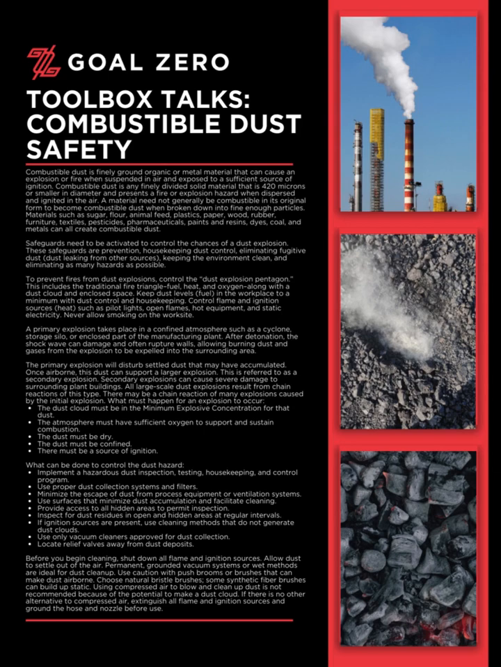A primary explosion takes place in a confined atmosphere such as a cyclone, storage silo, or enclosed part of the manufacturing plant. After detonation, the shock wave can damage and often rupture walls, allowing burning dust and gases from the explosion to be expelled into the surrounding area. The primary explosion will disturb settled dust that may have accumulated. Once airborne, this dust can support a larger explosion.